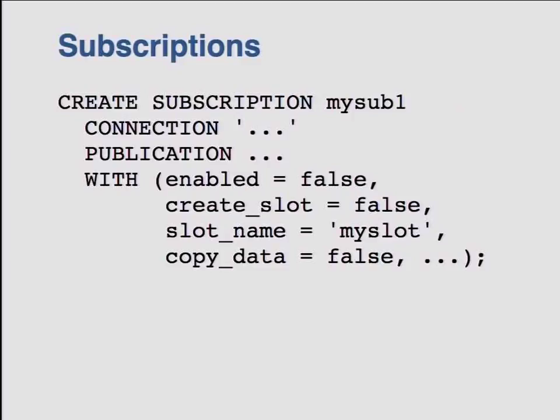So that's what some of these options are for, or if for some reason you want to name the replication slot in a different way. And then the last option there is if you want to do the initial data copy or not. As we saw, when you create a subscription, it internally runs a kind of copy command just to copy the initial data, and then it syncs it up with this change stream, and then it tells you you're good to go.